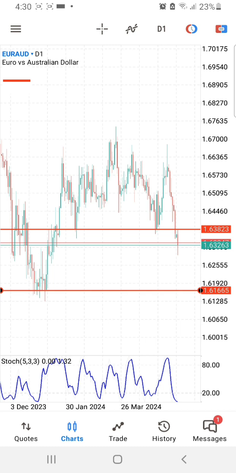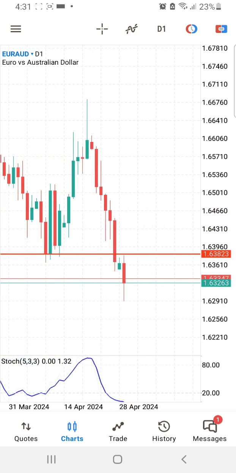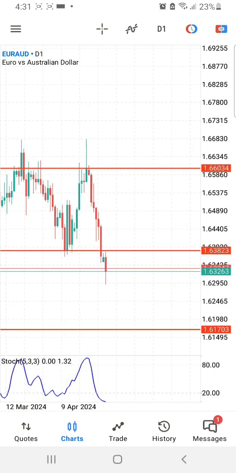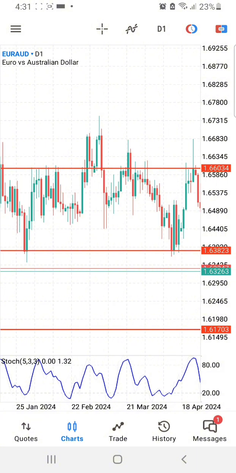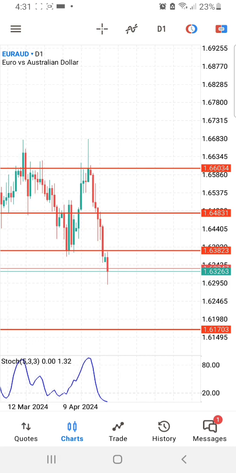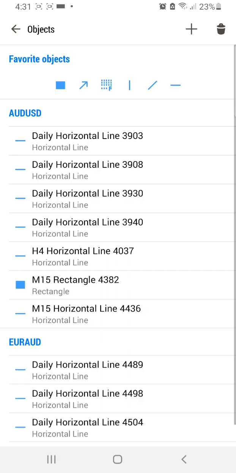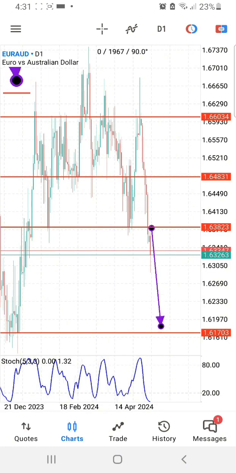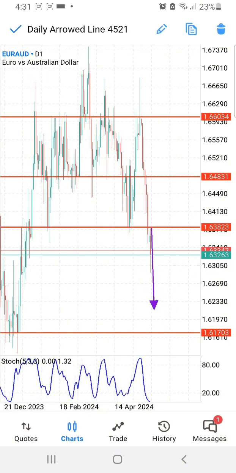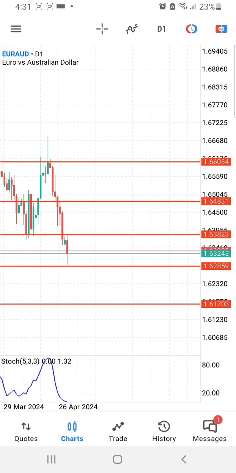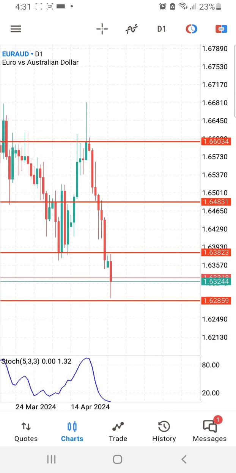So these are my support levels. Right here is one. That's a highly impacted level. I don't believe that the market will be going all the way down here. Definitely not, because of the break in structure, price can come to this area right here for the retracement. That's what I believe will happen anyways.